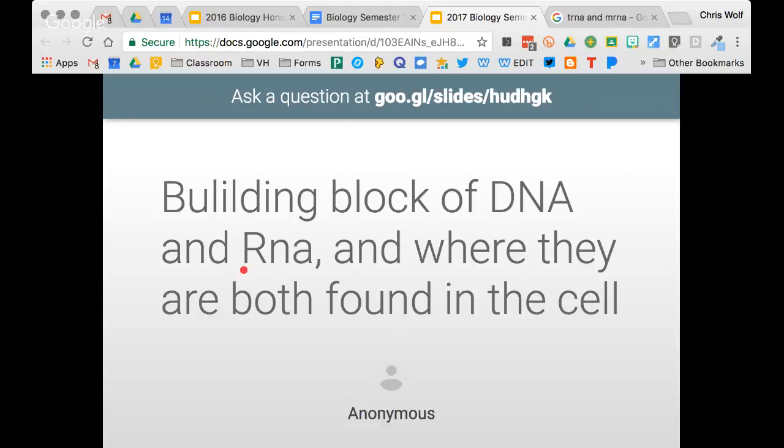Whereas RNA is also made up of nucleotides, but they're different in the sugar that they contain. RNA nucleotides contain ribose sugar, whereas DNA nucleotides contain deoxyribose sugar. And RNA has one different nitrogen base. It has uracil instead of thymine. So we have adenine, uracil, guanine, and cytosine found in RNA nucleotides. Where are they found? Great question. DNA is found in the nucleus of all cells that have one.